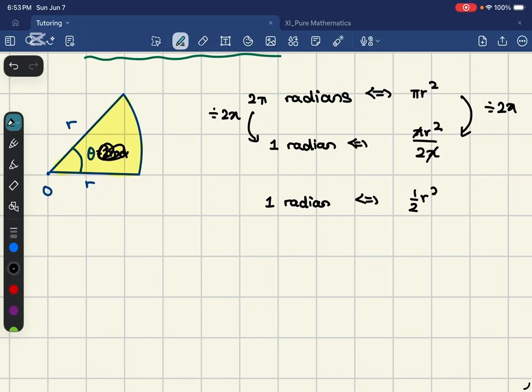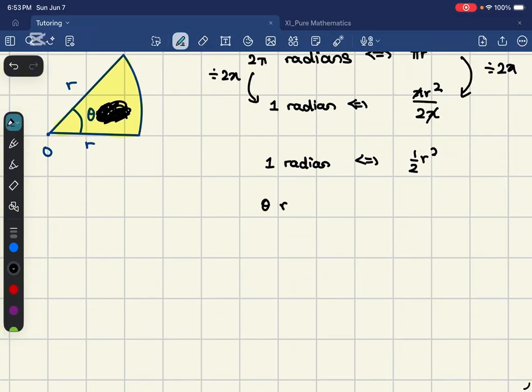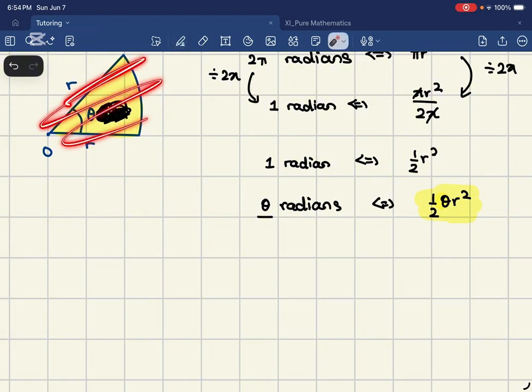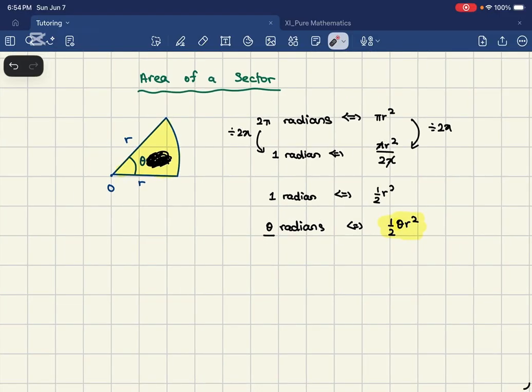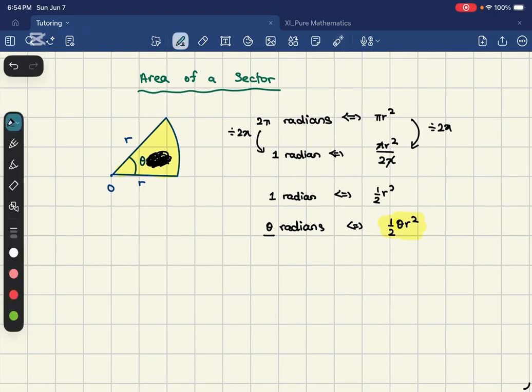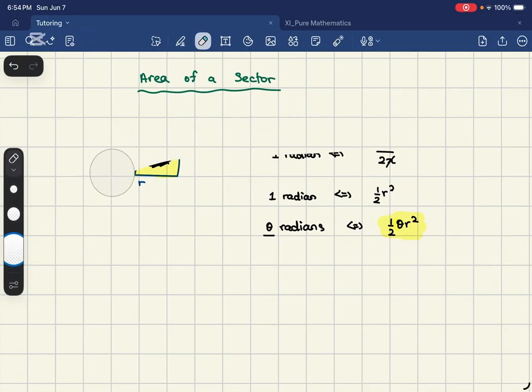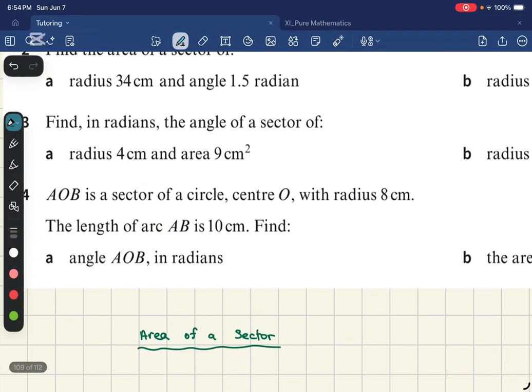But usually theta is not 1 radian, right? So what happens in the general case? If we just have theta radians, then your area is going to be half theta r squared. And that is the formula we are going to use. So if your angle is theta radians for this sector right here, your area is given by half theta r squared. So that is the formula you want to remember, half theta r squared. All right, and with that in mind, we can start doing some questions.